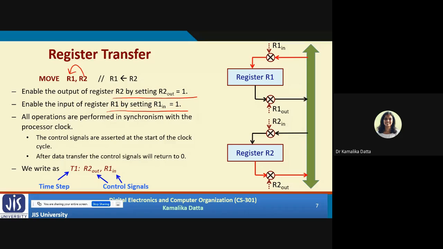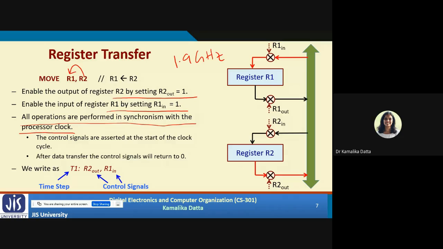Before that, let us see that all operations are performed in synchronism with the processor clock. You know there is a processor clock, and when you buy a computer, you know that your processor clock speed is, let's say, 1.9 gigahertz or something like that, right?